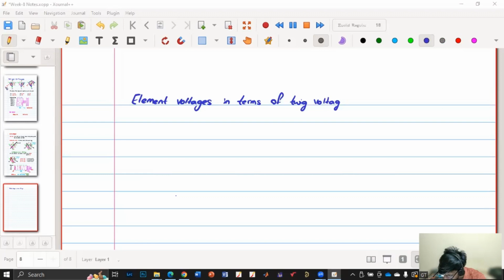Sir, when do we consider the left side of the cut set and when do we consider the right side of the cut set? Yeah, good question.